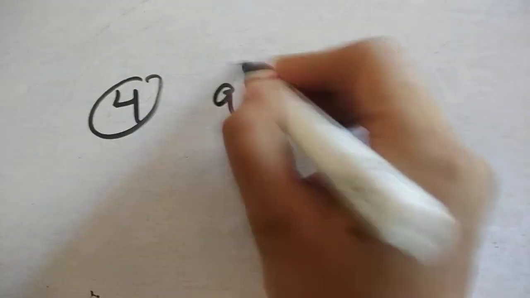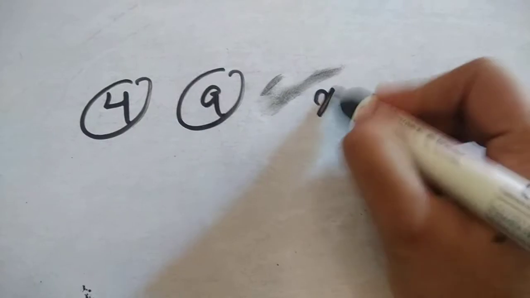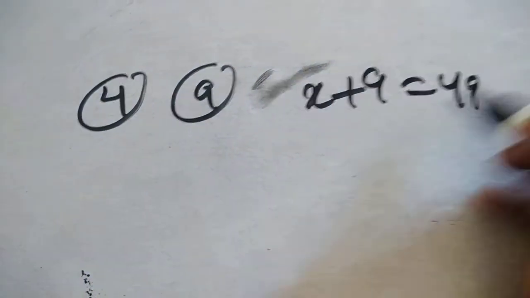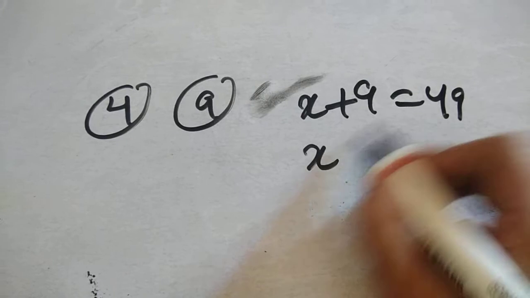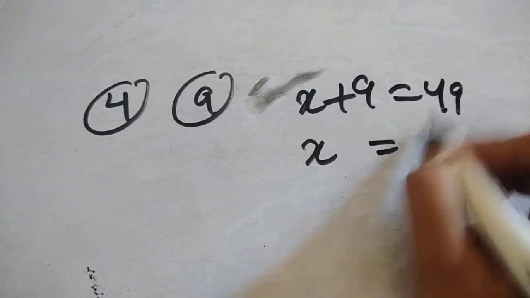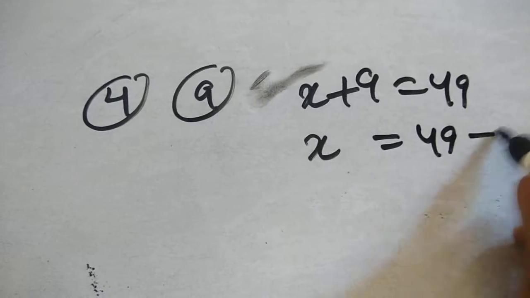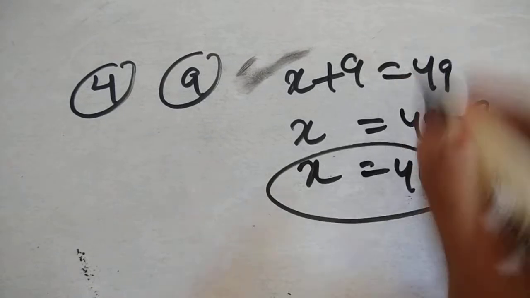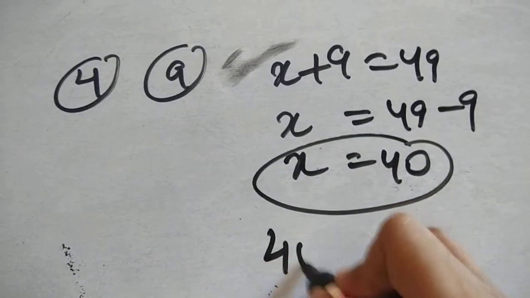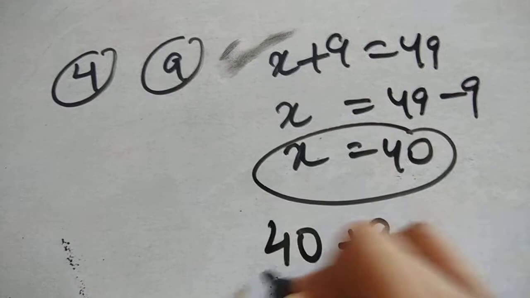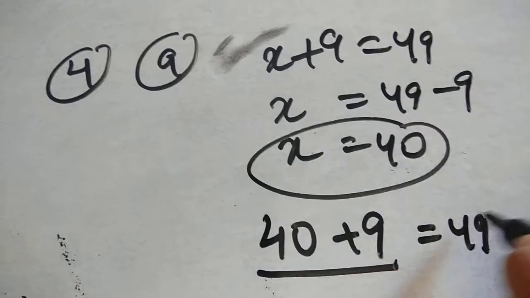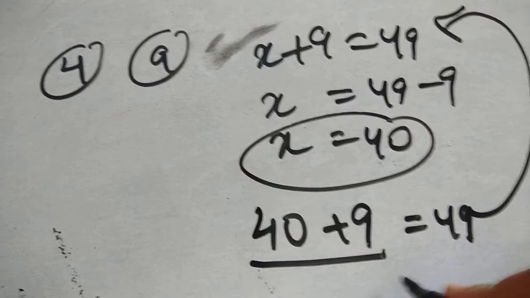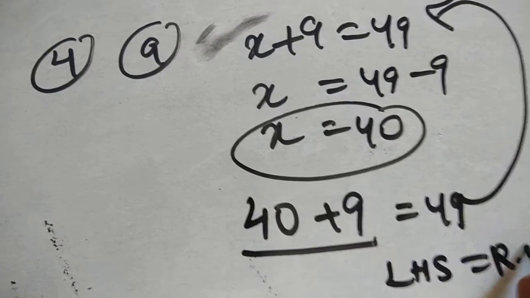In the fourth question, solve the following equation and verify also. x plus 9 equals 49. So x is the variable, 9 is a constant, 49 is also. If we shift 9 here, its sign becomes minus, so x equals 40. If we put this value in this equation, it becomes 40 plus 9, which equals 49. So LHS equals RHS, which is verified.